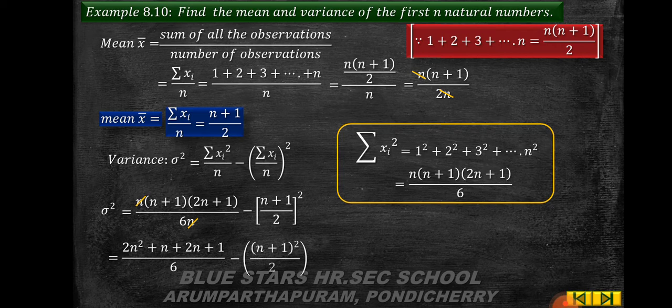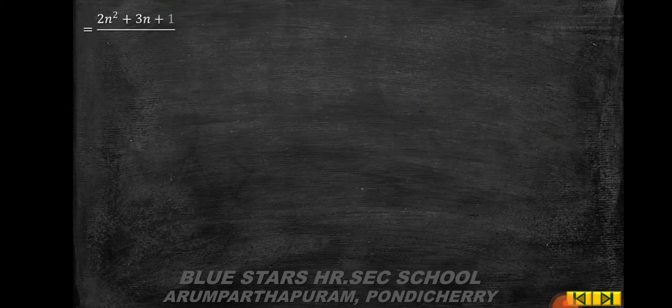Which is equal to, we just multiplied n into 2n is 2n square plus n into 1 is n, 1 into 2n is 2n plus 1 into 1 is 1, divided by 6, minus n plus 1 the whole square divided by 2 square, which is equal to 2n square plus 3n plus 1 by 6 minus, you just expand it in the form of a plus b whole square. So n square plus 1 square plus 2n into 1 by 4, which is equal to 2n square plus 3n plus 1 by 6 minus n square plus 1 plus 2n by 4.